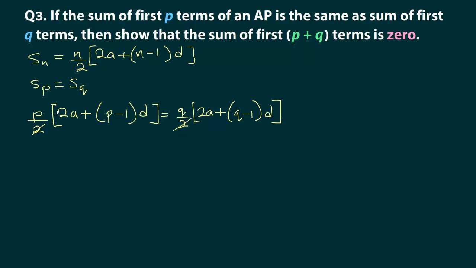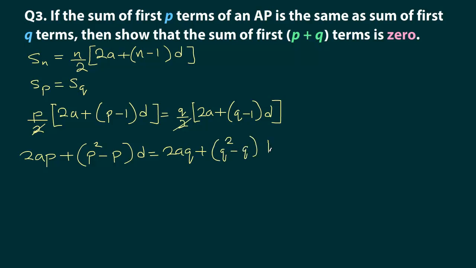And now let's open the brackets here. So it will be 2ap plus, now I'm going to multiply p by the terms inside the bracket and still keep d outside. And why we are doing that, you'll see in a minute. So it will be p square minus p times d equal to, we'll do the same here, 2aq plus q square minus q times d.